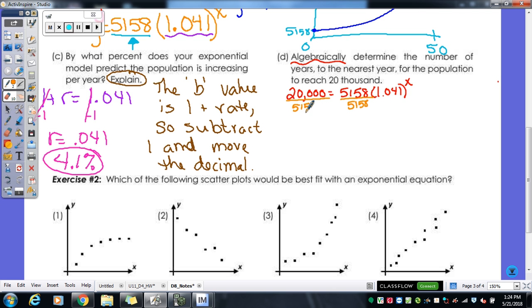Now don't actually divide yet and get a decimal because we want to try to get an exact value for our answer. So leave it as the fraction for right now, 20,000 over 5158. So now, how do I get x out of that exponent spot? This was like your favorite unit ever. You gotta take the log of both sides.